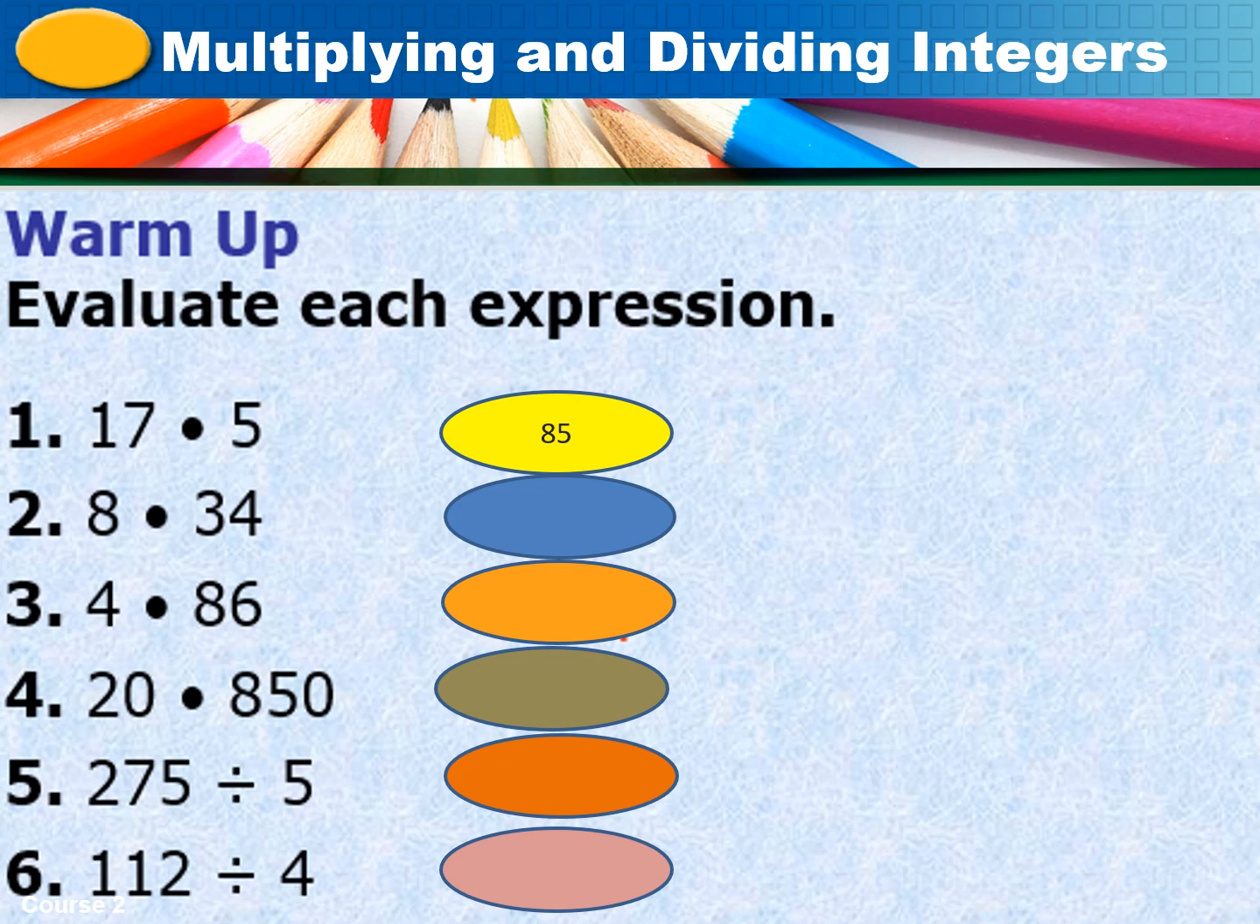So 17 times 5 is equal to what? Yes, 85. Very good. Number 2, 8 times 34. So the answer is positive 272. Very good. Number 3, 4 times 86 equals? Yes, 344. And number 4, 20 times 850 is equal to 17,000. And then number 5, 275 divided by 5. Again, the signs are the same, so the answer is positive. So the answer is 55. Number 6, 112 divided by 4. The answer is 28.